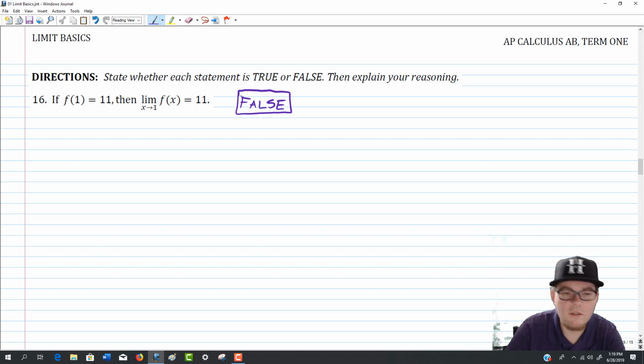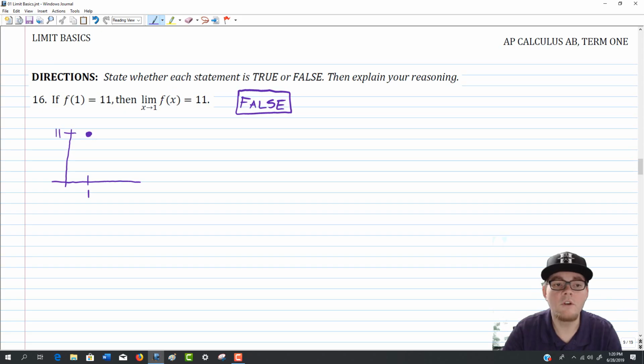It's trying to bait you into thinking that the general behavior and the specific point have to align, and the truth is they do not, specifically because there could be some sort of removable discontinuity here. There could be lots of things that happen in this case, actually. So, if f of 1 equals 11, so let's say this is at 1, and this is at 11. The question is, if that's true, does the limit necessarily have to equal 11?